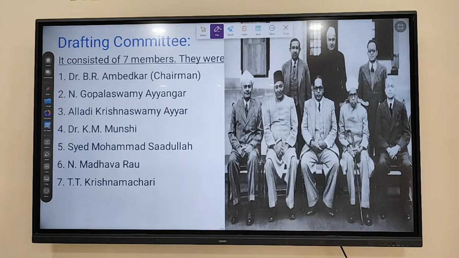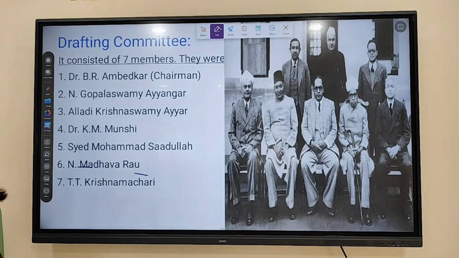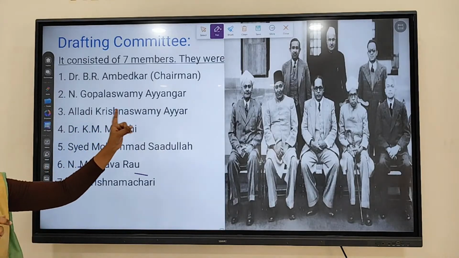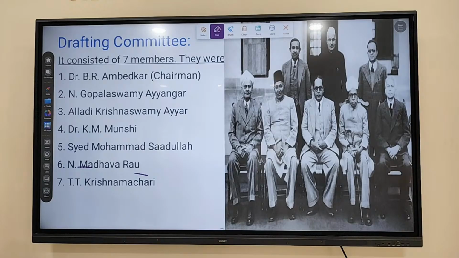Understood? All the major committees, whatever the 8 groups you have studied, they used to report to whom? This committee. Understood? All those 8 committees along with the minor committees, whichever committees there were, they used to give report to whom? Drafting committee. And they used to just create the constitution, a drafting of that, blueprint of that constitution.